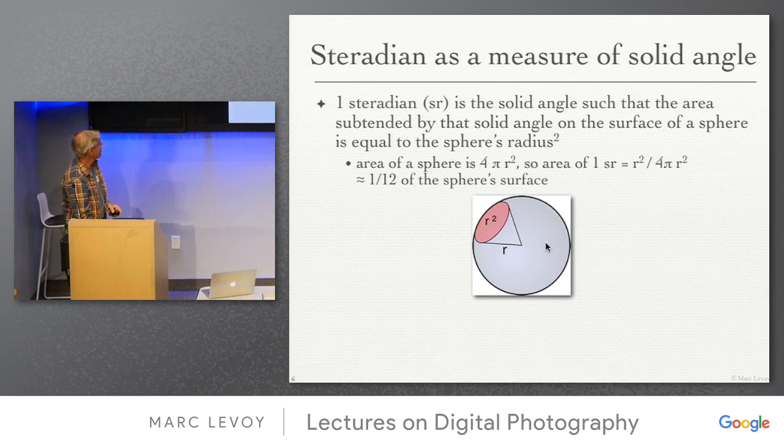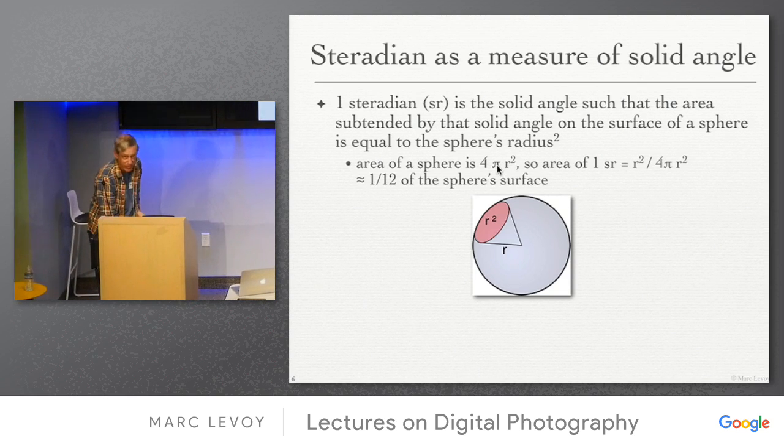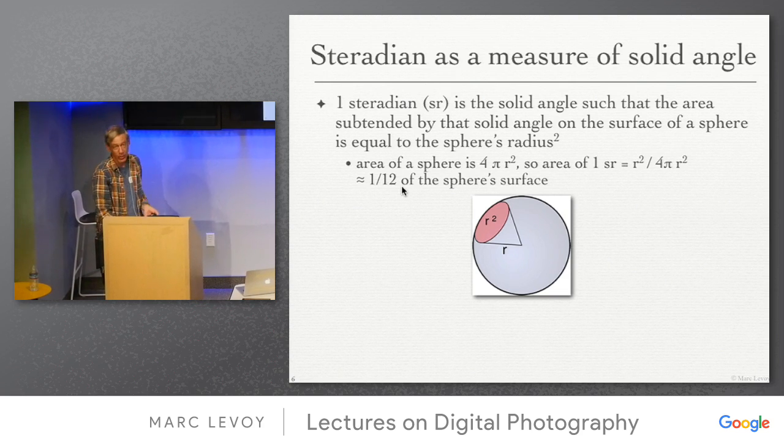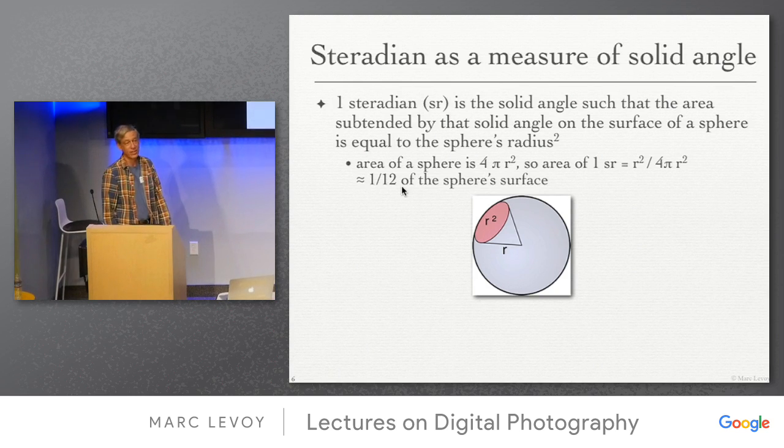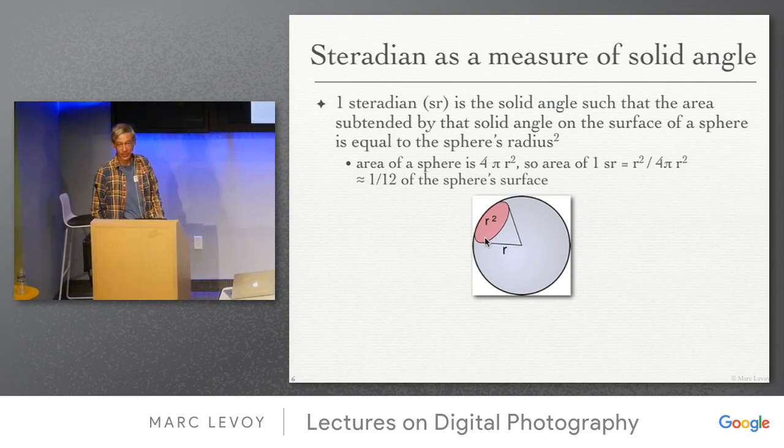So here it is geometrically. The area of a sphere is 4 pi r squared. And 1 steradian is then r squared over 4 pi r squared, which is about 1/12. So that's the rule of thumb you can think about. A steradian is about 1/12 of the surface of the whole sphere.